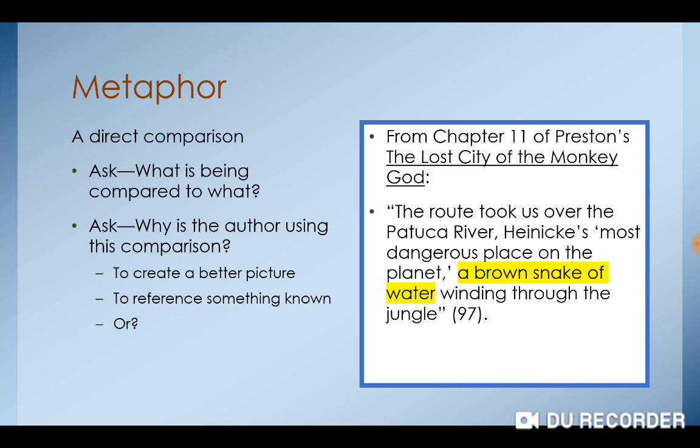So an example of a metaphor from chapter 11 is, "The route took us over the Patuca River, Heineke's most dangerous place on the planet, a brown snake of water winding through the jungle." Now, there it's a direct comparison. He doesn't say it was like a river like a brown snake, because then you would have a simile. This is a direct comparison. He's directly calling the river a brown snake of water.